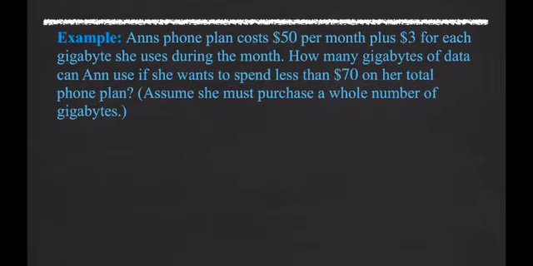So we have Anne's phone plan. Costs $50 per month. This is an interesting phone plan because she's being charged for data. Most phone plans nowadays, you get unlimited data, but she is going to be paying $3 for each gigabyte she uses during the month. So she has a $50 base plan, then she spends $3 for every gigabyte that she uses. How many gigabytes of data can Anne use if she wants to spend less than $70?